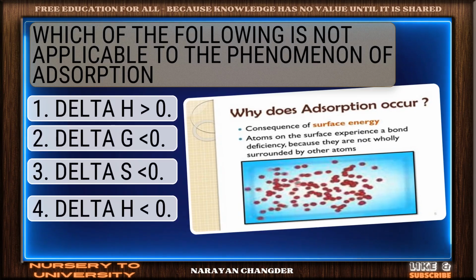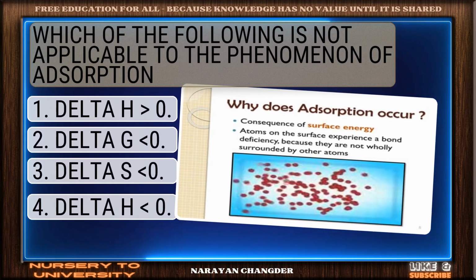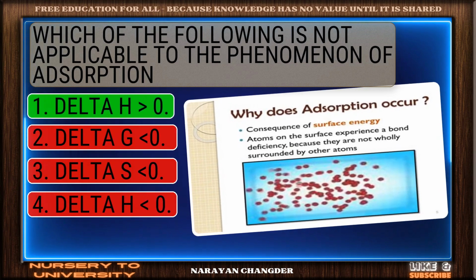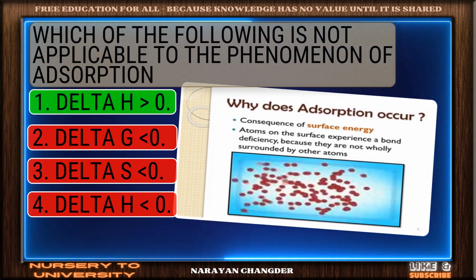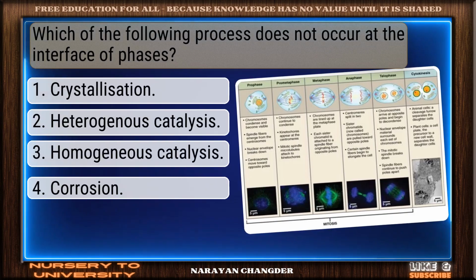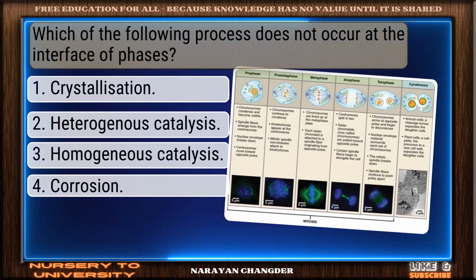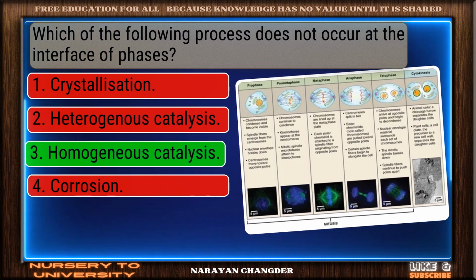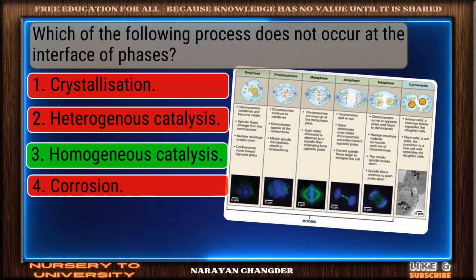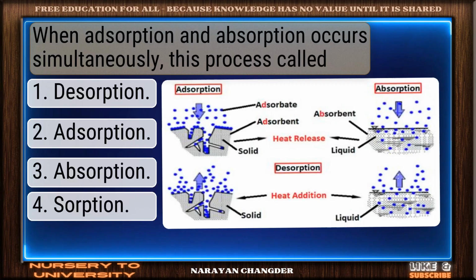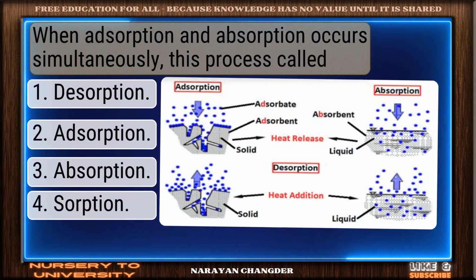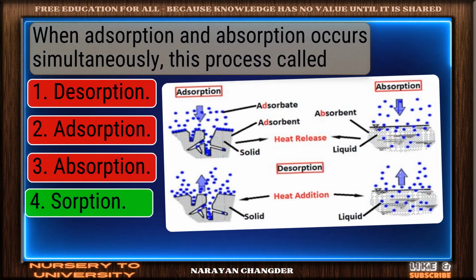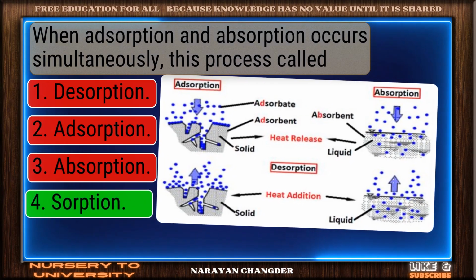Which of the following is not applicable to the phenomenon of adsorption? Good job. Your answer works well here. Which of the following processes does not occur at the interface of phases? Well reasoned. Homogeneous catalysis is the correct choice. When adsorption and absorption occur simultaneously, this process is called... On track. Sorption is the correct answer.